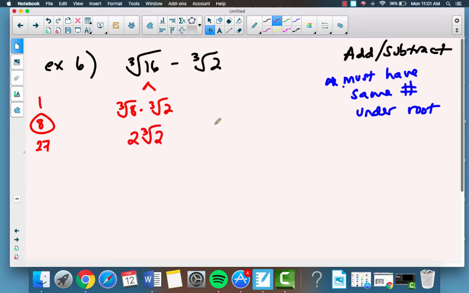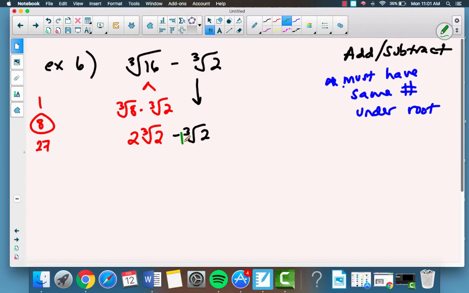So we get 2 times the cube root of 2. And then I'm just going to bring down my cube root of 2 that I had down here. So minus cube root of 2. And notice now they both have the same cube roots with a 2 in them. So now I can subtract. And just think of this number out in front as being a 1. Even though there's no number technically there, it's a 1.